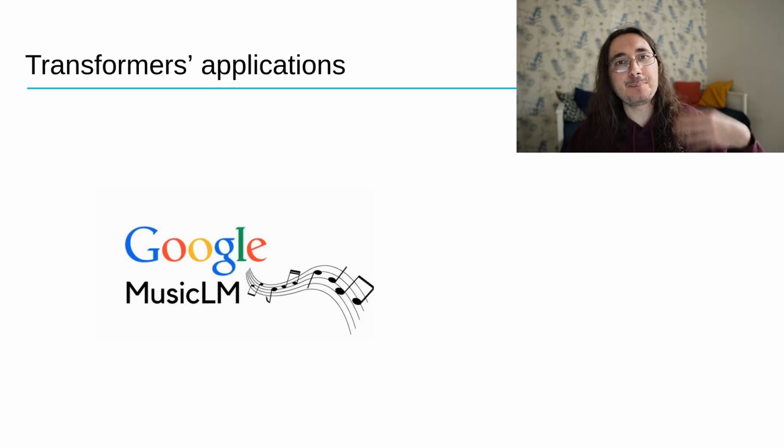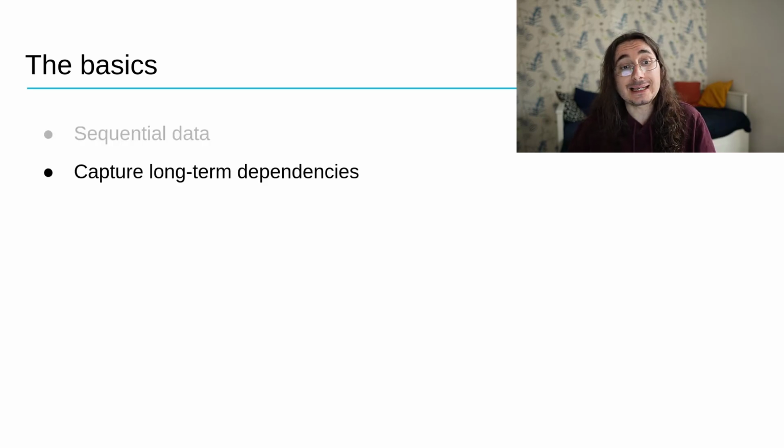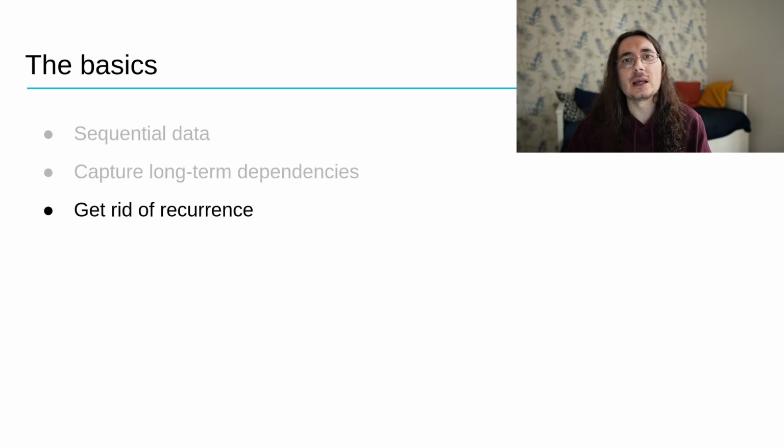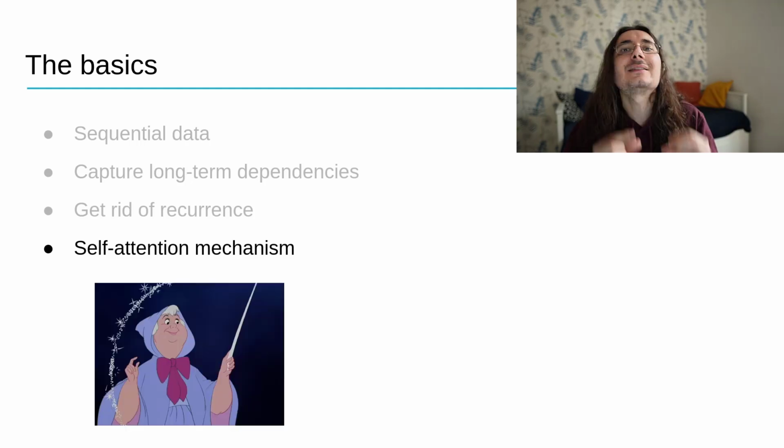Let's take a look at the basic concepts connected with transformer architectures. First, they deal with sequential data. They're able to capture long-term dependencies. They completely get rid of recurrence. Transformers use the self-attention mechanism, and this is what makes the difference. Really, this is where the magic happens.